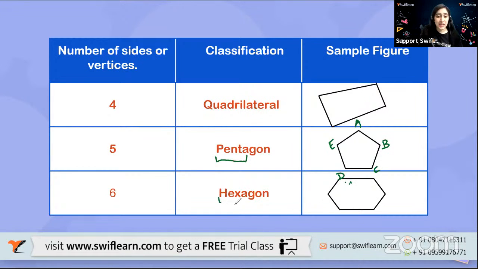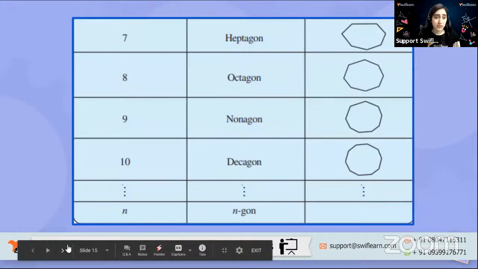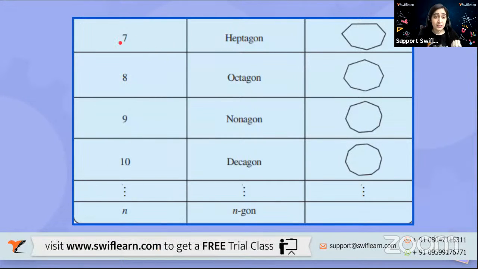How about a hexagon? Hexa stands for 6. So we'll see there are 6 sides. 1, 2, 3, 4, 5, 6. Clear? So this is the way we give different names depending on the number of sides we have, or we can say the vertices. With 7 sides, we call it a heptagon. So hepta stands for 7.